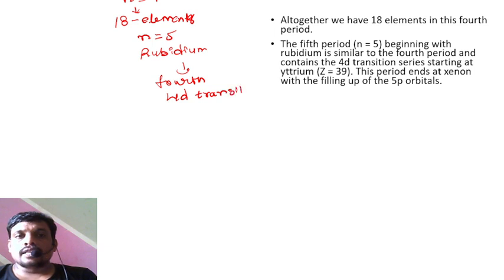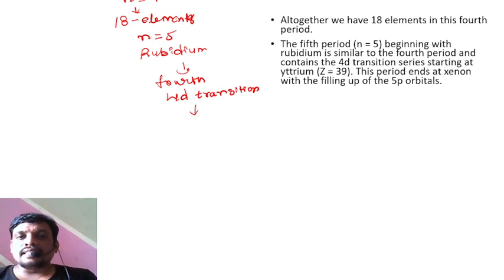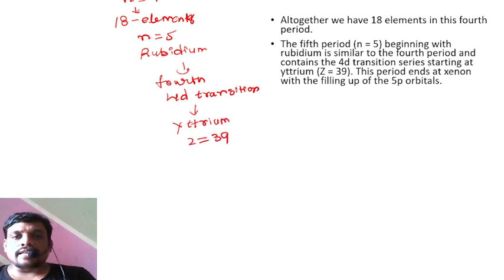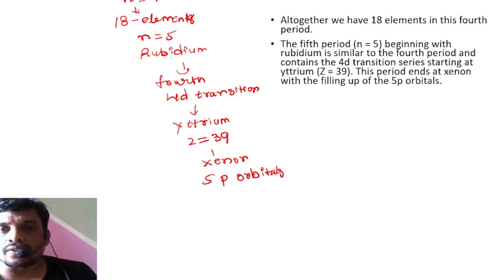So the rubidium generally contains 4d transition. Some of the characters of rubidium are similar to the fourth group elements. The 4d transition series starts after rubidium, at yttrium. If you take yttrium, Z equal to 39, with filling up of 5p orbitals, this period ends at xenon. Now we have seen what the fifth period is.